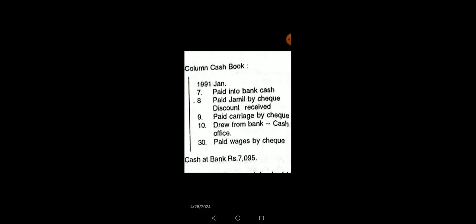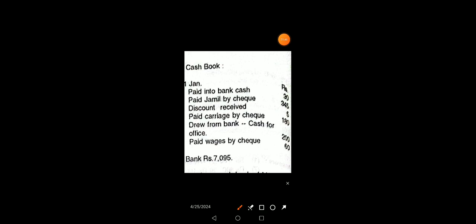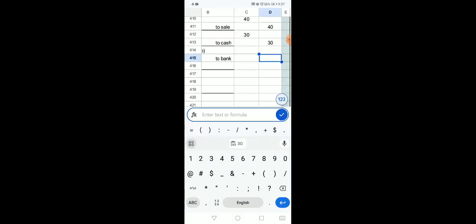Now, how much was the amount of the check paid to Jameel? The amount of check here is mentioned as 345. So you will write 345 in front of bank, as the amount written on the check is 345. So there will be a decrease in your bank account of 345.